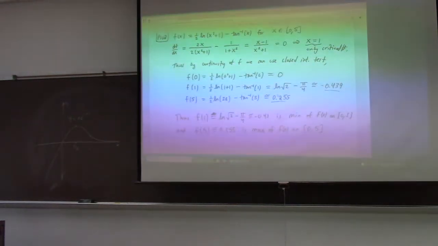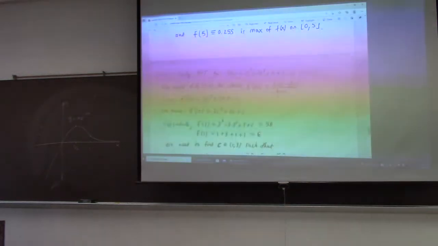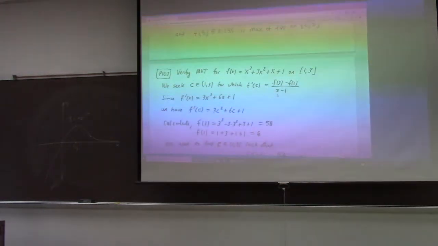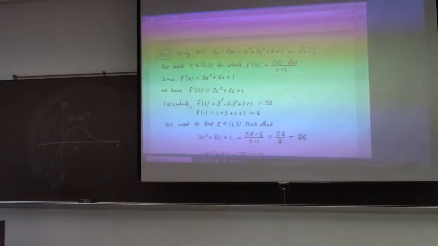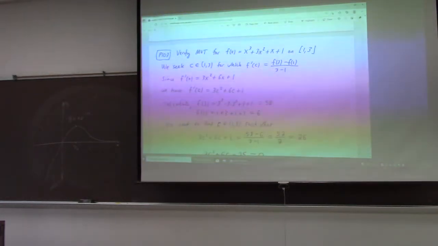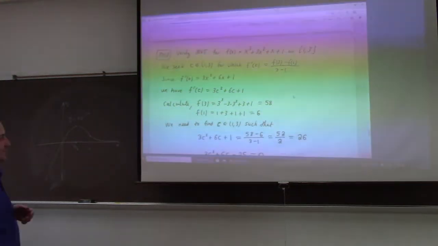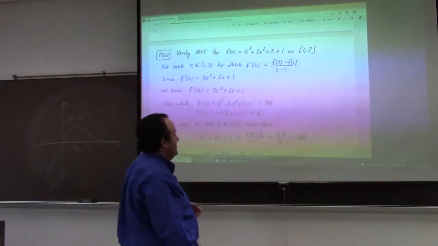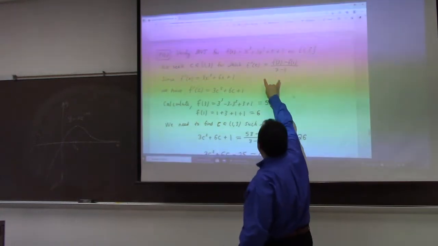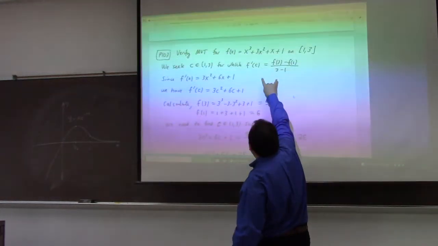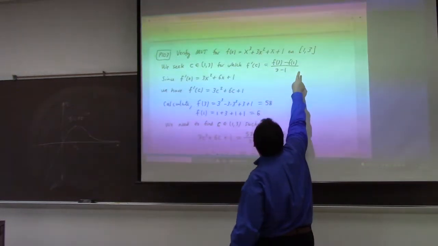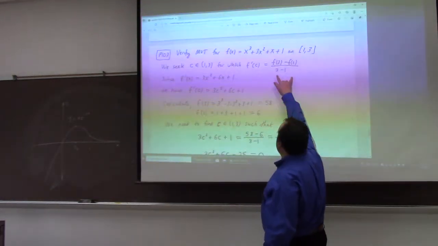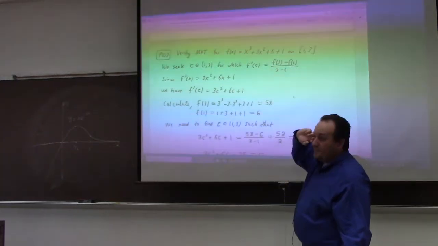All right. Problem 3, verify the mean value theorem for f of x. So what you're trying to do here is find a c such that f prime of c is equal to f of 3 minus f of 1 over 3 minus 1, right? This is the claim of the mean value theorem, that there exists a point where the slope of the function is equal to the average slope of the function over 1 to 3, right? This is the slope of the secant line from 1 to 3.